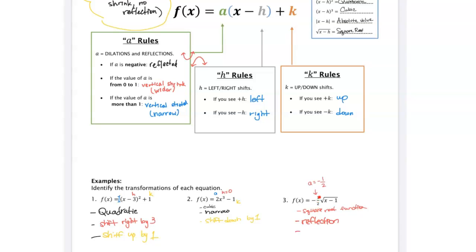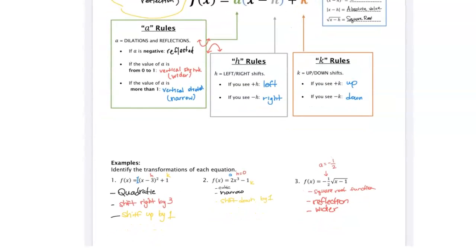Okay. Next, our a is a 1/2. So that's a value that's between 0 and 1. So this will be wider than the parent function. Next, under our square root symbol, we have our x minus 1. So here, this is our h value. So this -1 there, our h equals -1. Let's look at our h rules. H's shifts left and right. We have a -1 for our h, so we have a right shift of 1.